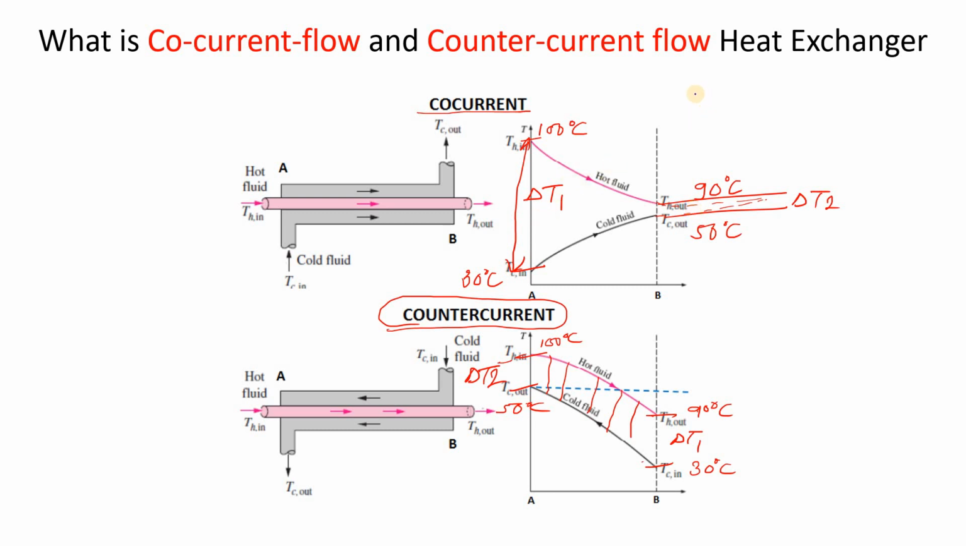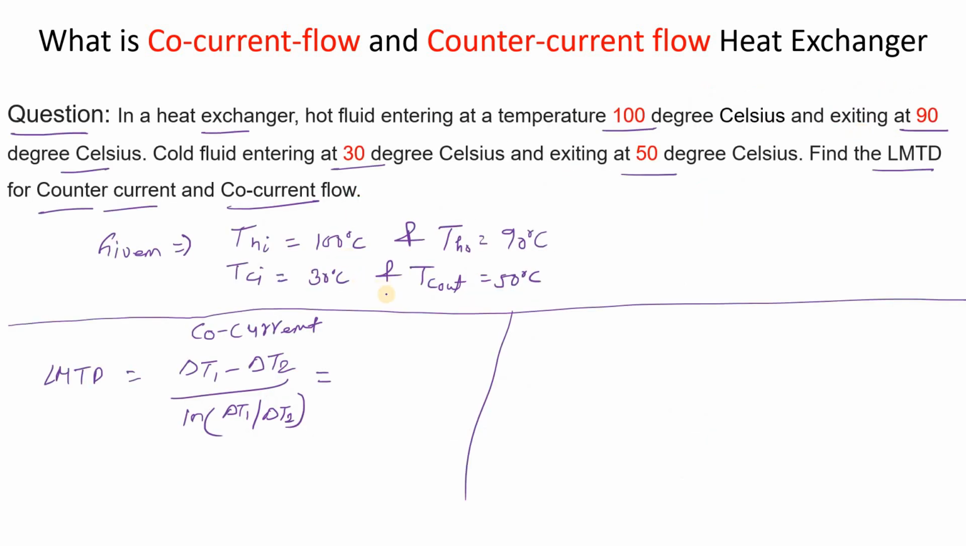So here, what will be the delta T1? 100 minus 30, so it will be 70 degrees Celsius, and the delta T2 will be 90 minus 50, which is equal to 40 degrees Celsius. Fine. So 70 and 40. So simply write here 70 minus 40 degrees Celsius divided by ln 70 divided by 40, right?